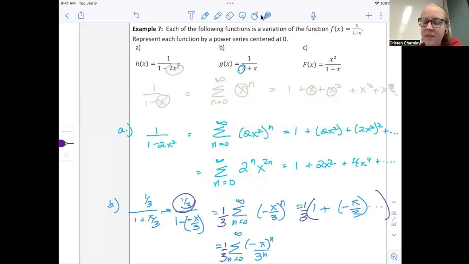Good. Now for letter B, we are set up. Okay, we have a 1. This 3 in the front, though, that really needs to be a 1. So how do I handle that? I divide every single term by 3.